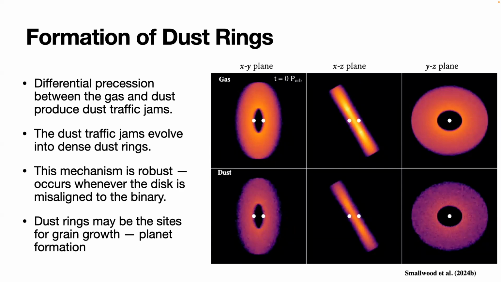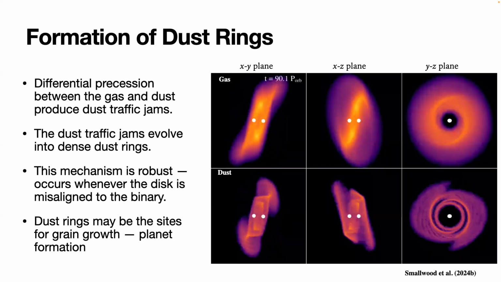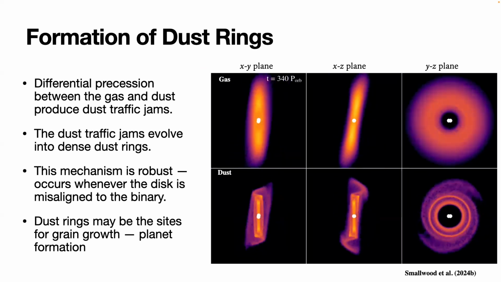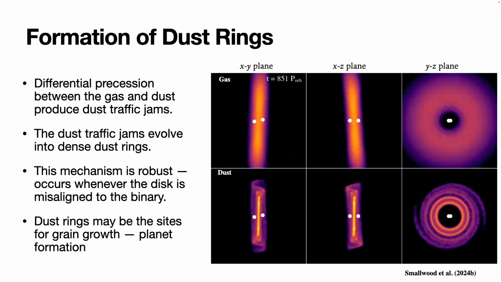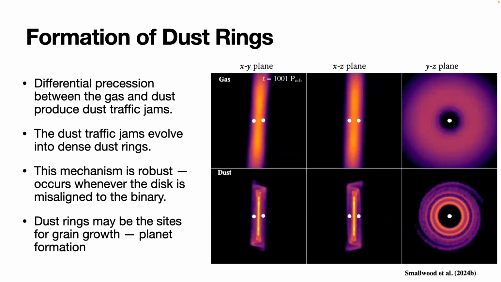So in this simulation, my disk is highly misaligned, about 60 degrees relative to the binary plane. And so this disk will go polar aligned. And as it's misaligned, as it goes polar, it develops these dust rings, if you look on the bottom right panel. And these dust rings are a byproduct of these dust traffic jams. And these dust traffic jams are stable throughout the simulation.